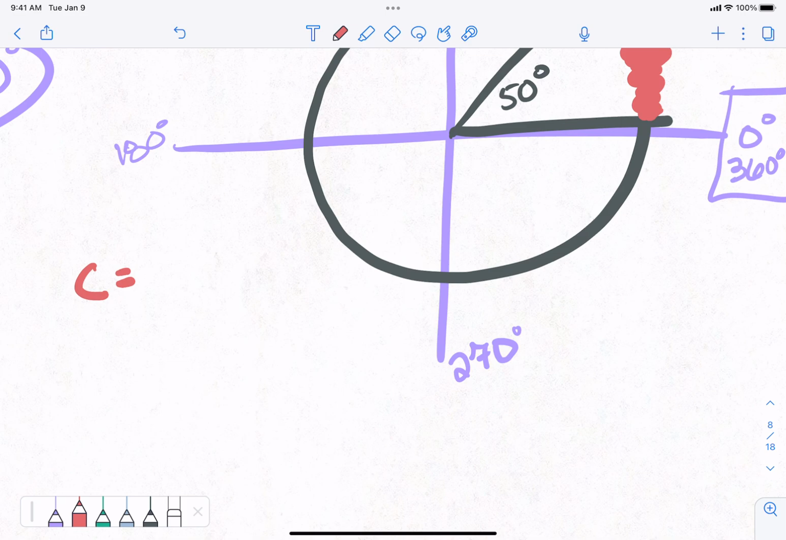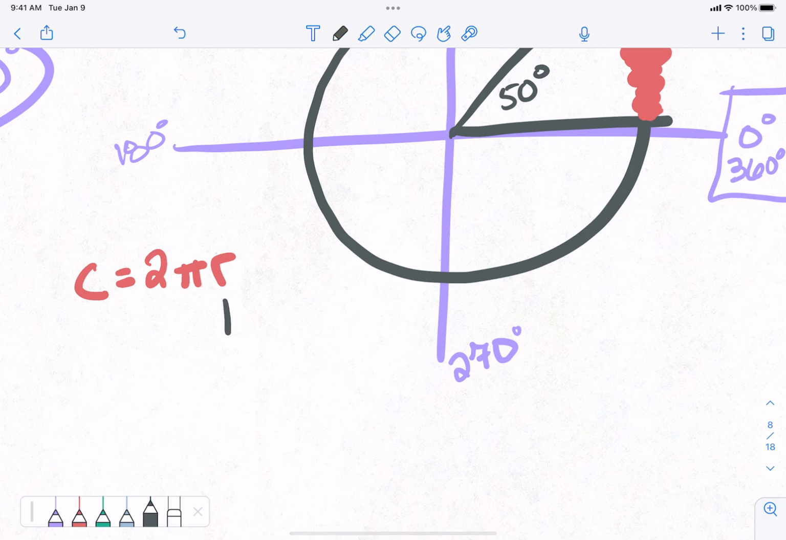Is times pi. 2 times pi times r, okay? I have a lot of people get that confused with pi r squared. Do you know what pi r squared is? Area, because area is squared, right? I tell my geometry kids that all the time. Area is squared. So pi r squared is not circumference, it's area. Squared is area, okay? So circumference is 2 pi r.